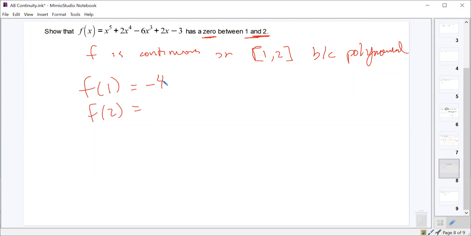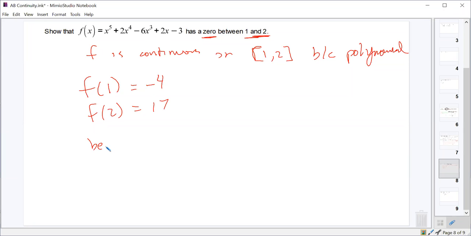What about f of 2? Looks like f of 2 is 2 to the 5th. What's that? 32 plus another 2 times 2 to the 4th, so another 2 to the 5th. That's 64 minus 48, which ought to be 16, plus 4 is 20, minus 3 is 17. So f of 2 is 17.